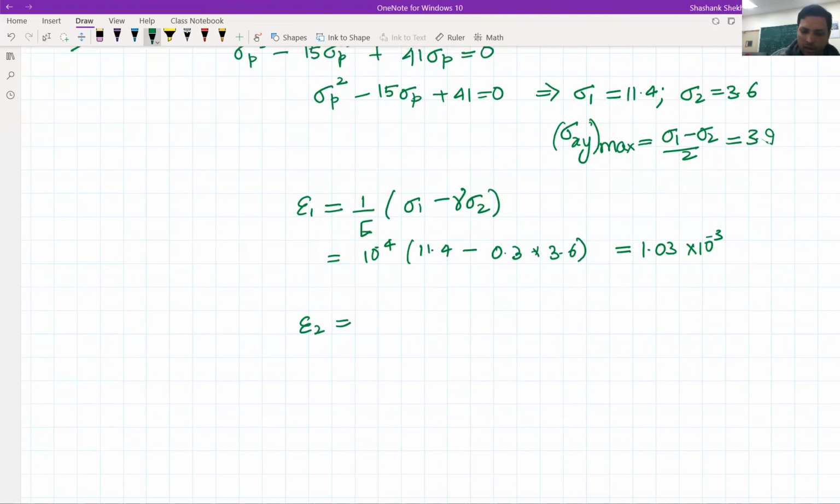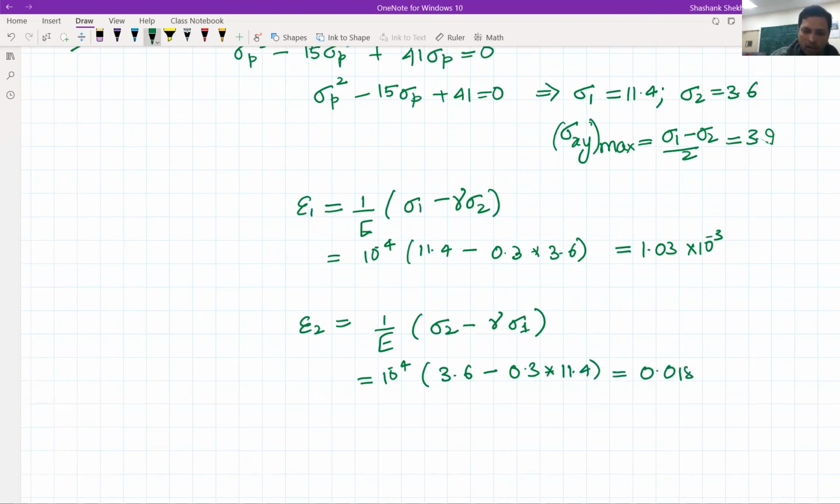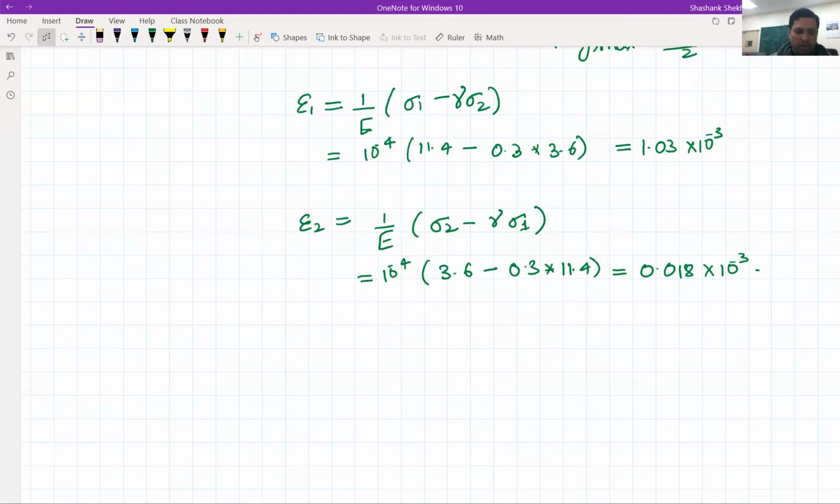And similarly for the principal strain 2, 1 over E, this time it will be equal to sigma 2 minus nu sigma 1. So 10 to the power minus 4, into (3.6 minus 0.3 into 11.4), which gives 0.018 into 10 to the power minus 3. So this is the strain in the second principal direction.